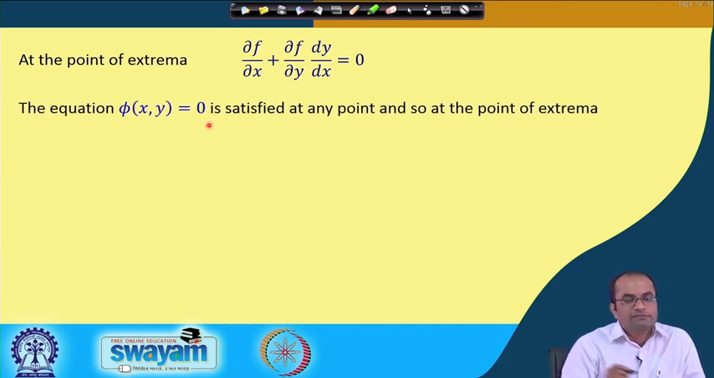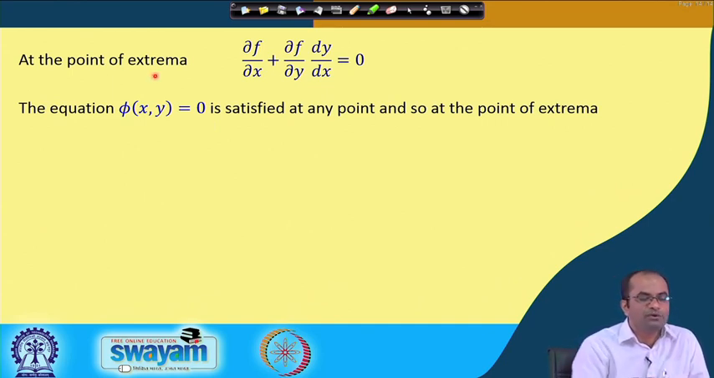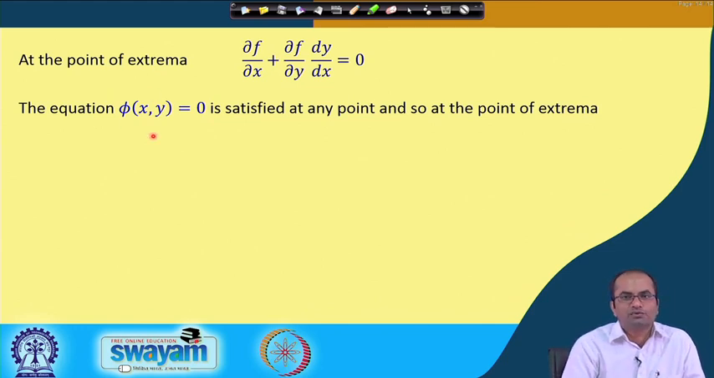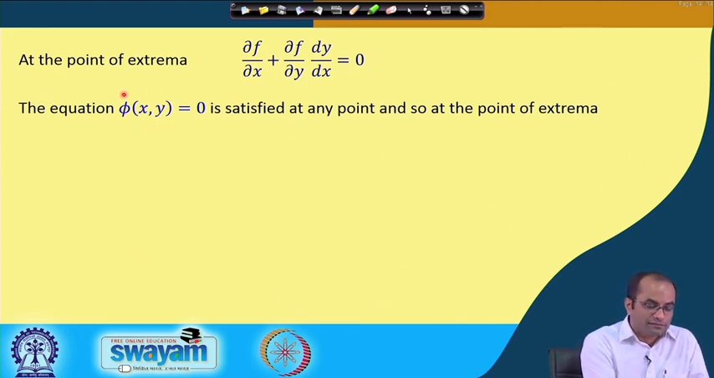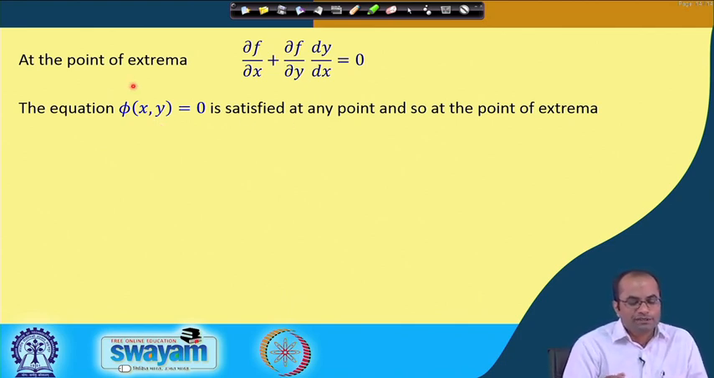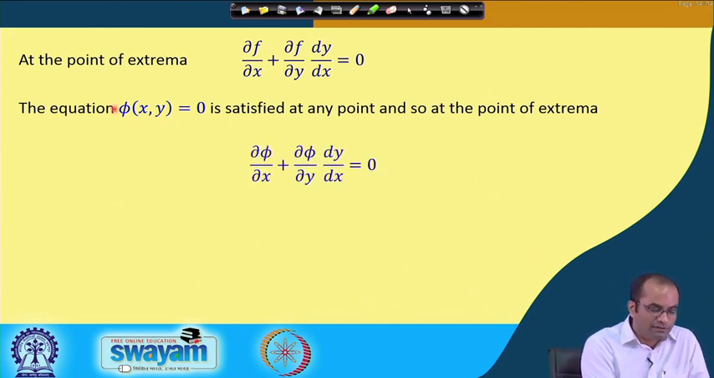And then this equation, which is the constraint that phi(x, y) must be 0. Whatever point is the point of extrema, this condition has to be satisfied, because it is given in the problem that the relation between x and y must be satisfied. So, whatever point we have as the point of extrema, this equation must be satisfied at any point, naturally at the point of extrema as well. So, we have this equation.